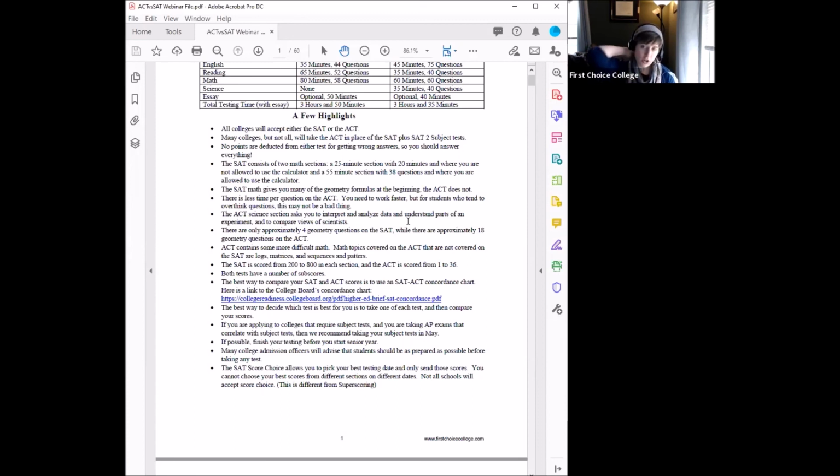Last big difference in terms of the math sections between the two, the ACT math goes a little more advanced. So the ACT math includes things like logarithms, matrices, sequences and patterns, so some more advanced math concepts. That can be concerning to some students who are not as strong in math taking the ACT. However, there's kind of two pieces to that.